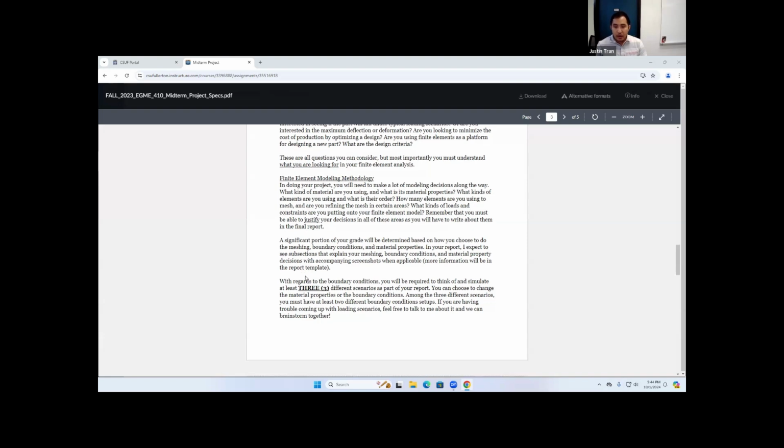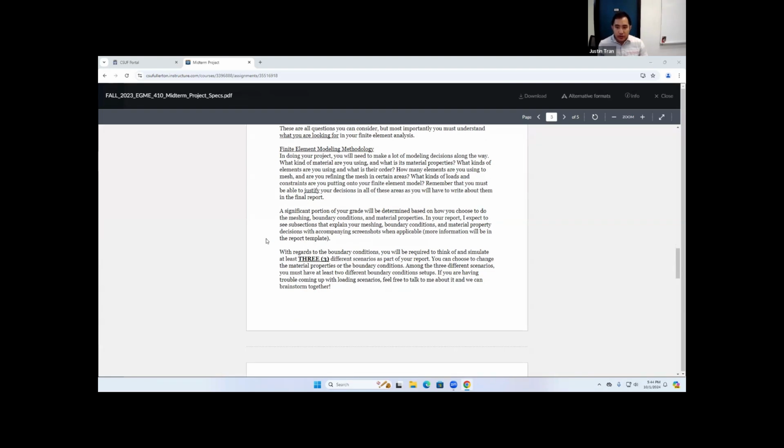Okay. All right. So with regards to the boundary conditions, there's also another requirement that I have for you. For activity 1 and activity 2, we only simulated maybe 1 or 2 different, what I call loading scenarios. For your report, I want you guys to think of 3 different loading scenarios that you're going to apply on your geometry. So 3 different combinations. That means basically 3 different combinations of boundary conditions and material properties.